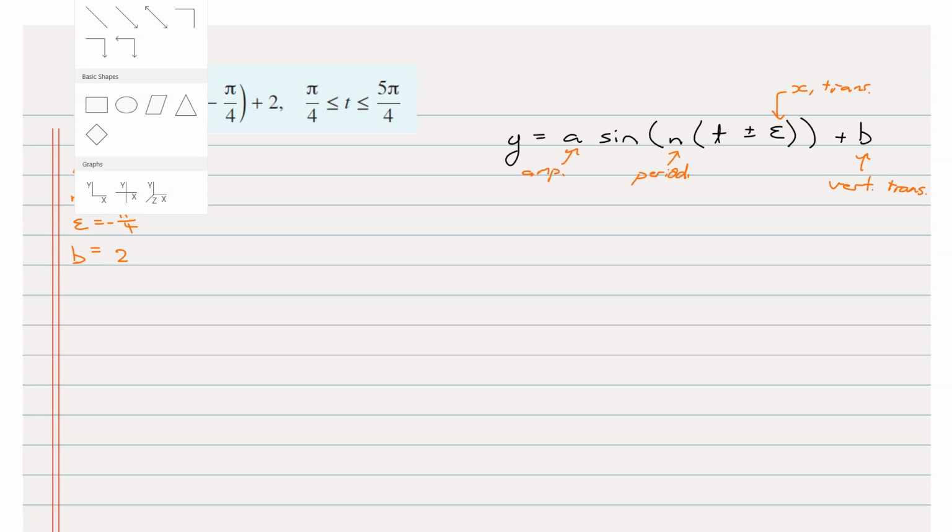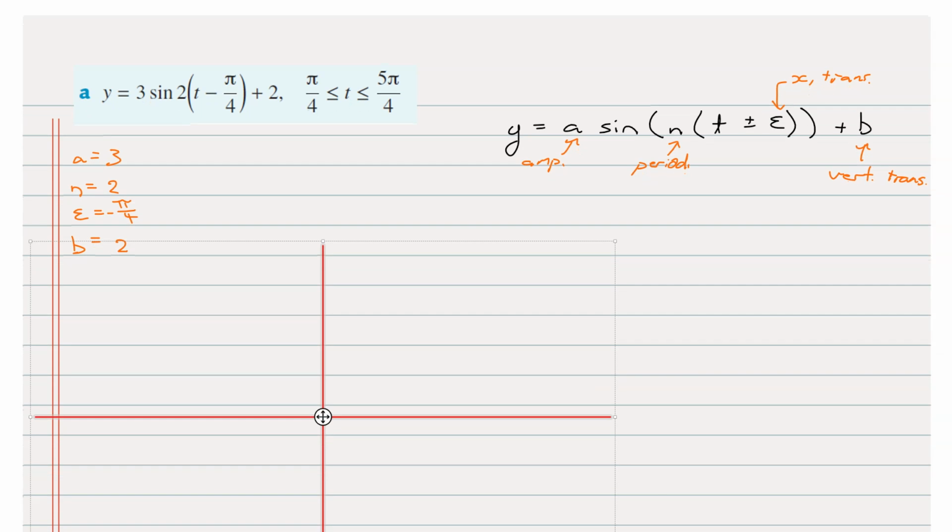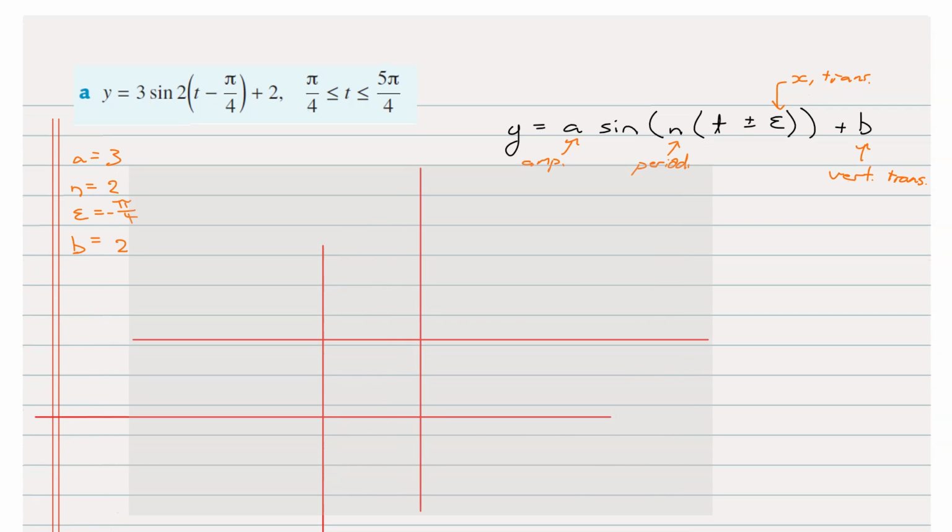So to begin, I'm going to get my axes out, and we'll use this one here, and it's not quite right. Here we go. So I'll just draw some axes, and then I'll position it on my paper.